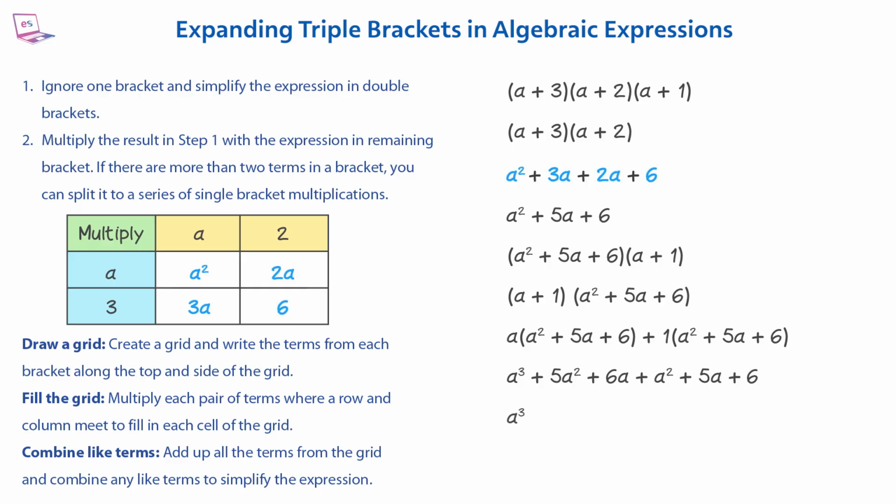We get a cubed plus 6a squared plus 11a plus 6. The simplified expression of (a + 3)(a + 2)(a + 1) is a cubed plus 6a squared plus 11a plus 6.